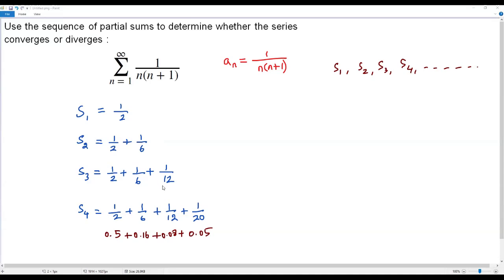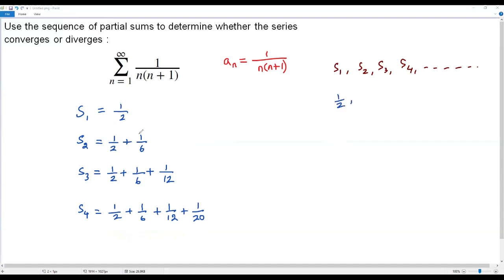For that, we should try to write an explicit formula for the sequence of partial sums we have over here. So how do we write the explicit formula? For that, we write the value of the first term, S1. It's 1/2. We know that here.